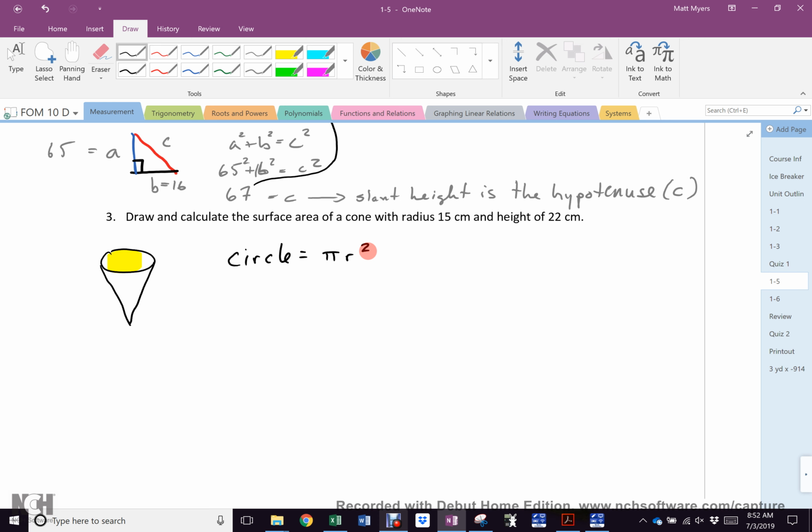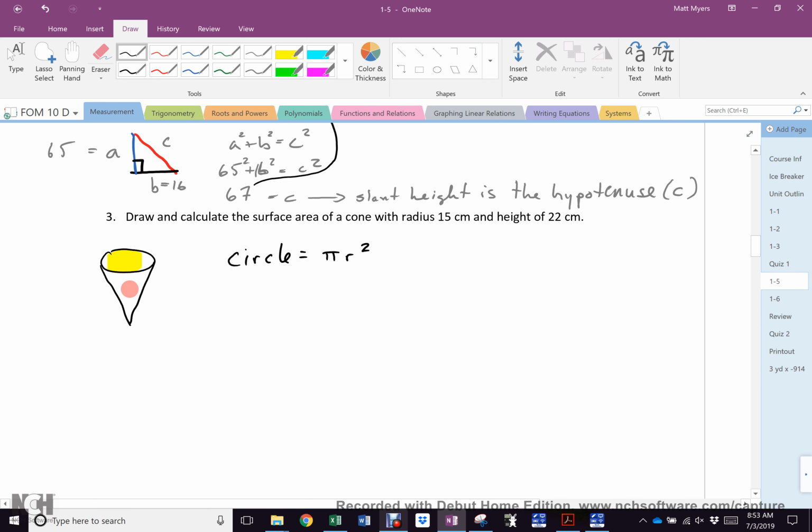Okay. Pi r squared. What's pi? You've always used it as 3.14, right? Use your calculator button. Every calculator has a pi button on it somewhere. You're going to use that. And actually, I'm going to teach you something different that you're going to do for the rest of your math life. Okay? And I'll show you what I mean in a minute. So that covers the circle.